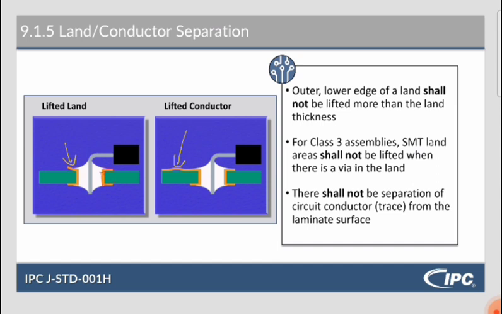There shall not be separation of the circuit conductor or the trace, which is what you'll hear me refer to it as, from the laminate surface. So this would be a defect.